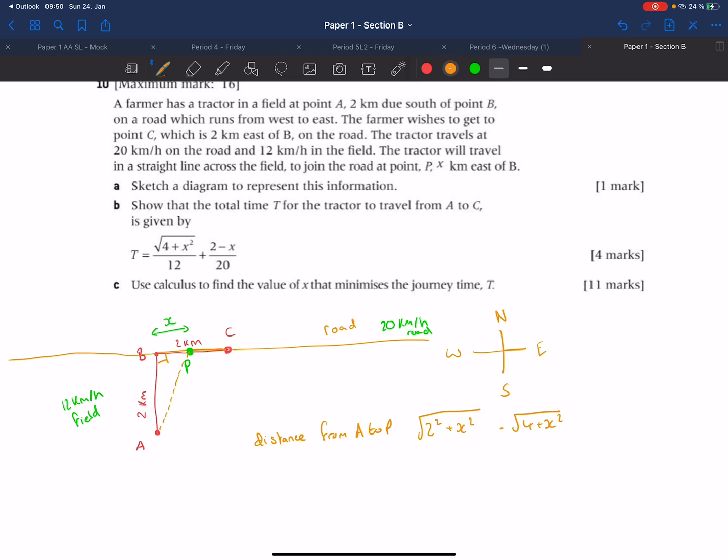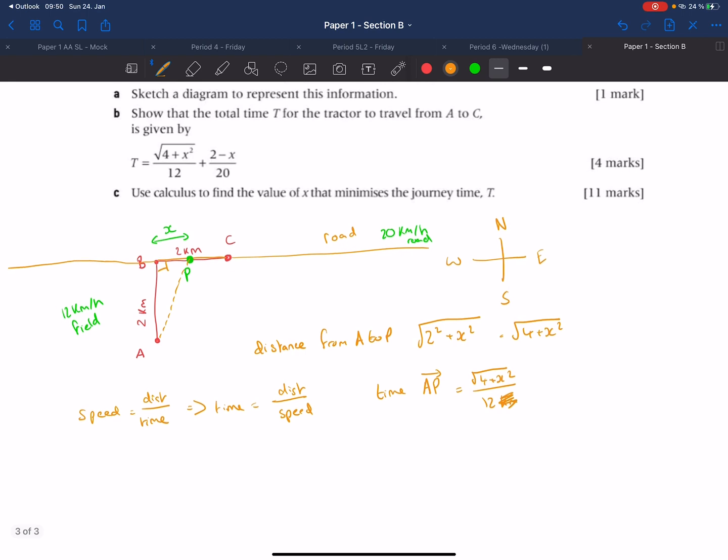So we know speed equals distance divided by time, but I'm looking for time, so I can rearrange that and say time is equal to distance divided by speed. Some of you will use one of those triangle things to rewrite that. If we want the time it takes to travel from A to P, it's going to be the distance, which is the square root of 4 plus x squared, divided by the speed, which is 12 kilometers per hour. It doesn't need the kilometers per hour.